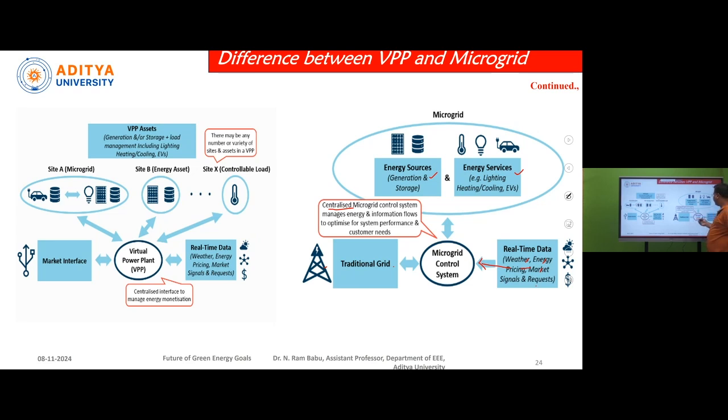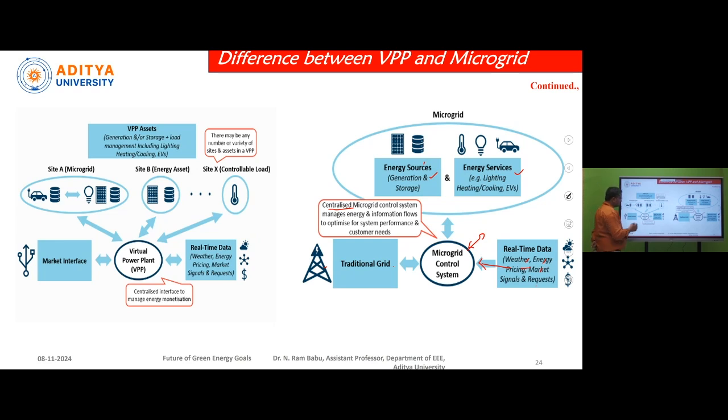Getting my point? A microgrid is connected to a traditional power grid where it works with real-time data, and it belongs to a small community where a small amount of energy can be generated and revenue can be generated by selling energy to the grid. And also it contains energy sources, and energy services will also be provided in the microgrid. Whereas coming to the virtual power plant, here generation, storage and load management can all take place. Whereas in a microgrid, only generation and storage, but load management can't happen.